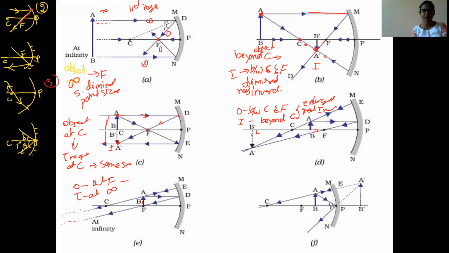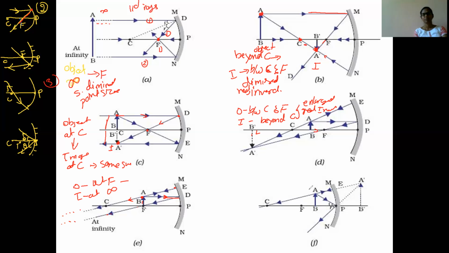See here we take AB. One ray, the first ray, falls obliquely with some angle, passing through the center of curvature. The ray which comes through the center of curvature falls on the mirror and goes back along the same path. The second ray, which is parallel to the principal axis, after reflection passes through the focus. So we take two rays to represent this ray diagram.